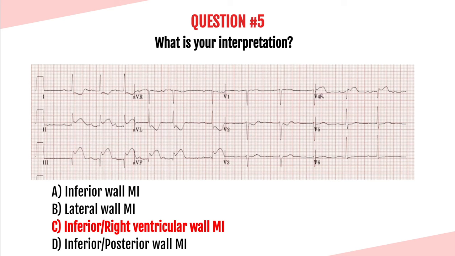So again, we're starting with 2, 3, and AVF, and right away I see ST elevation in all 3 of those leads. So that definitely tells us we have an inferior wall MI on our hands. But remember, read all of the answer choices and look at the rest of the EKG, because I also see ST elevation in V4R. And remember, you're going to see ST elevation in either V1 or V2 through V4R when you have a right ventricular wall MI. So whenever you have an inferior infarct, always keep that in the back of your head.